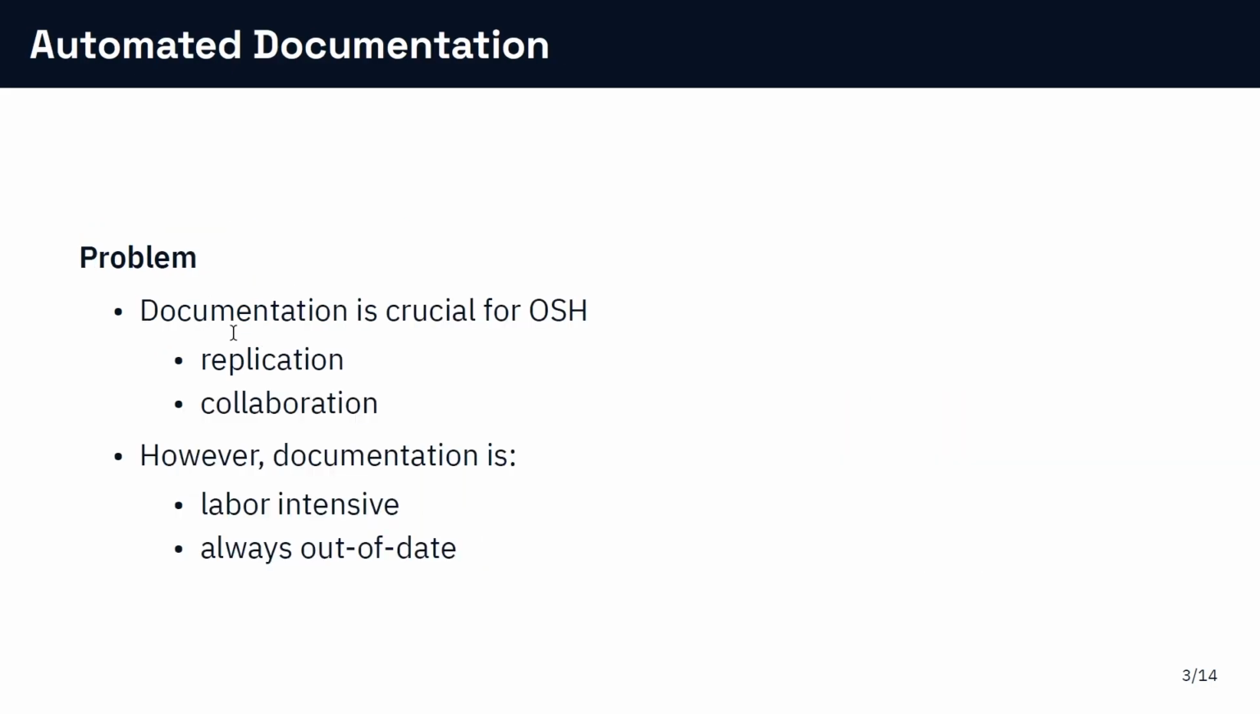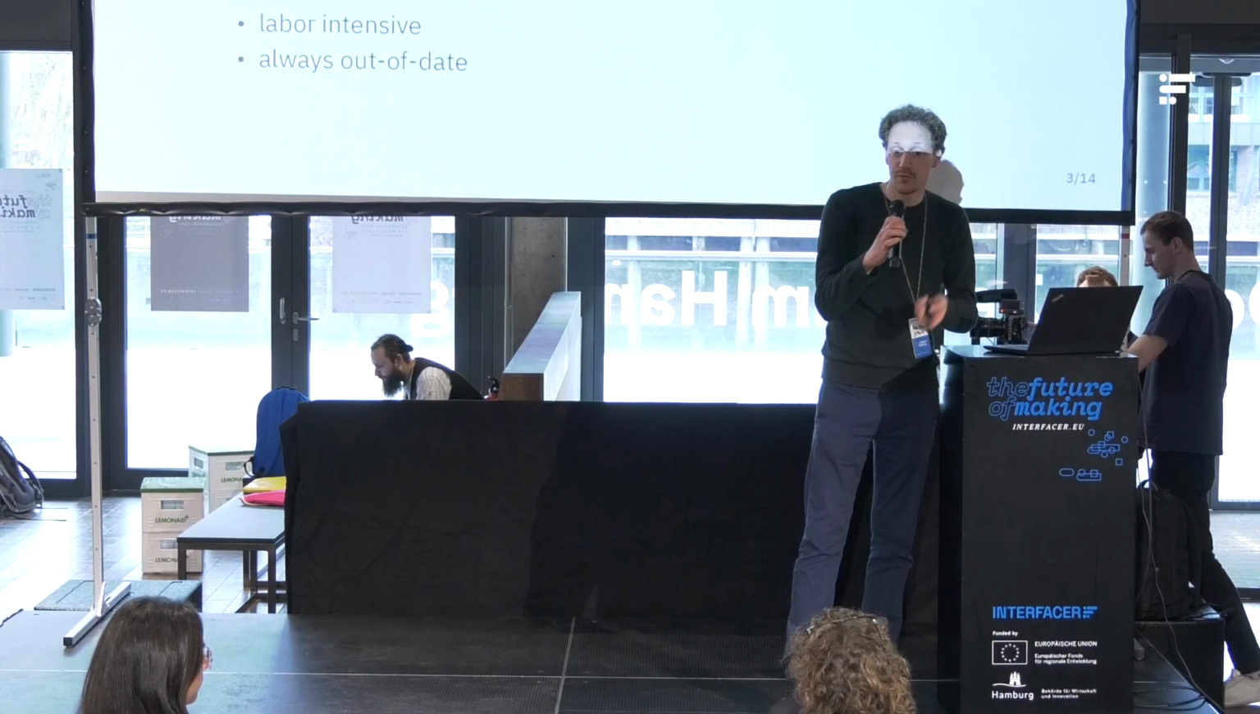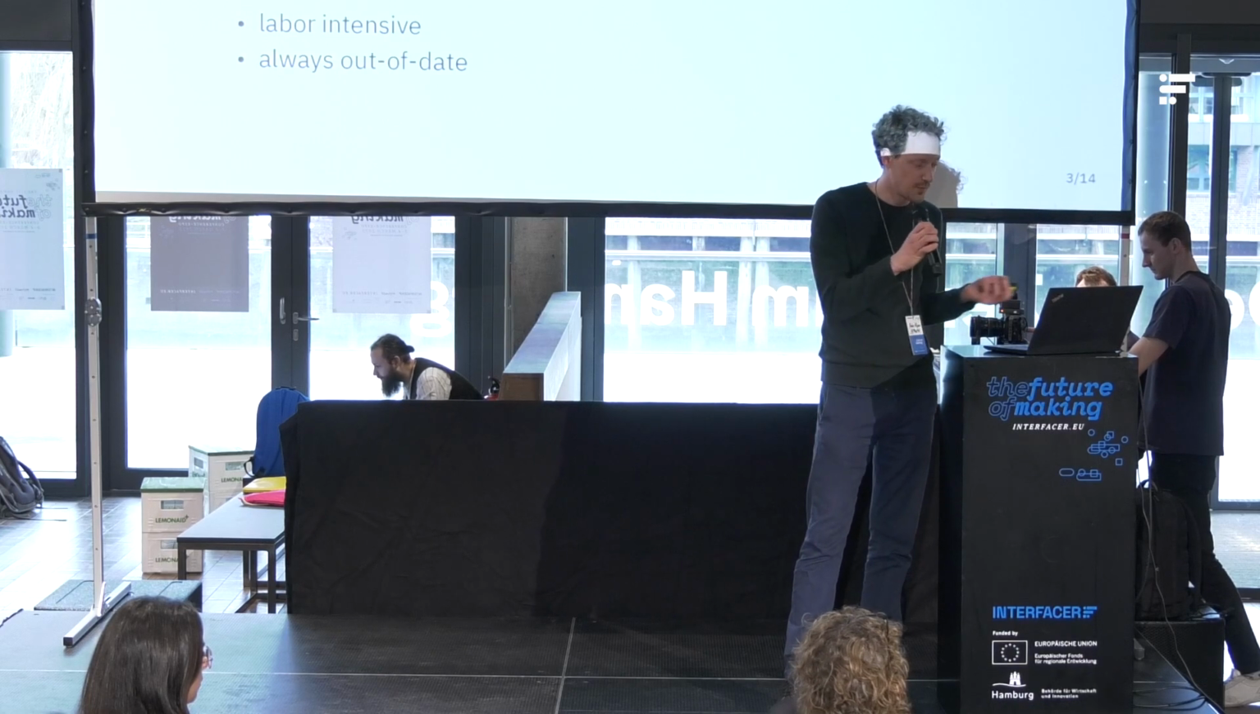And then I talked, of course, about automated documentation. So why automate the documentation? Well, if you think about it, documentation is really crucial for open source hardware. If there is no documentation, you cannot replicate the machine. So it's really crucial. But it's not only necessary for replication. Collaboration is also a big part of it. The documentation allows you to understand the design philosophy, for example, and build upon it and create a new version or improve small things.